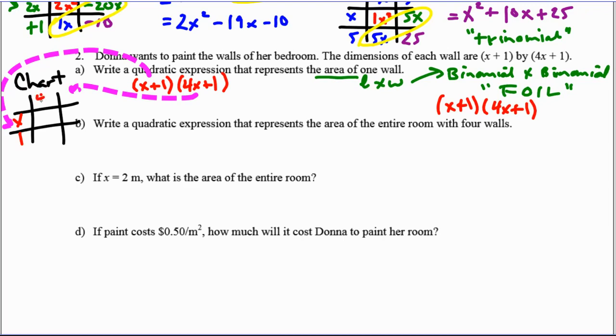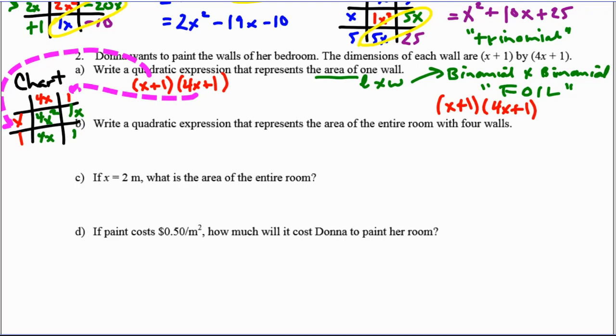Four x is the first one, and 1. Okay, so when we combine these, 1 times 4 is 4. X times x is x squared. Okay, and the next one was 1 times x is 1x. And in this box, 1 times 4 is 4, and x is still there. And then finally, in this box, 1 times 1 is 1.